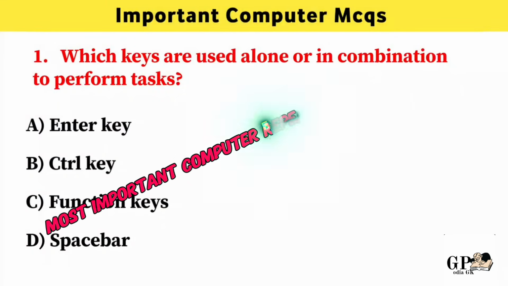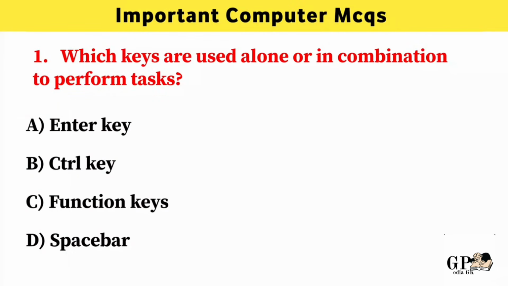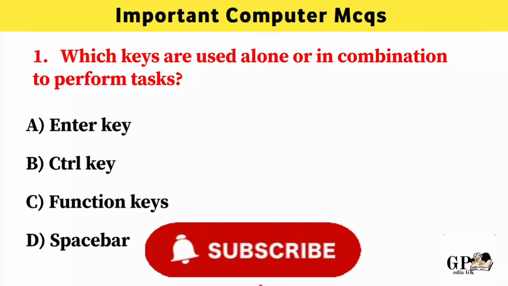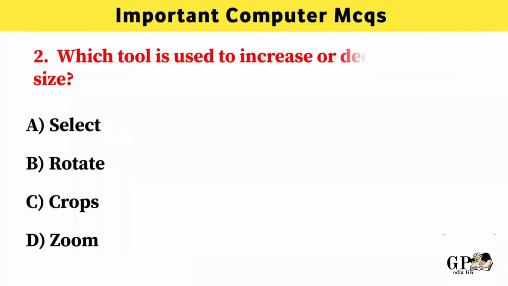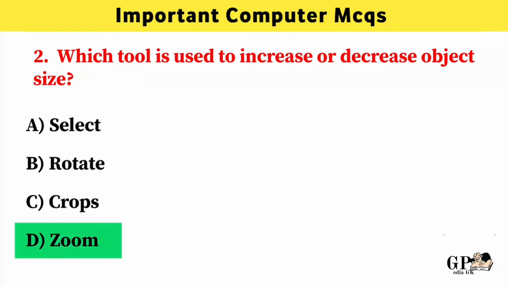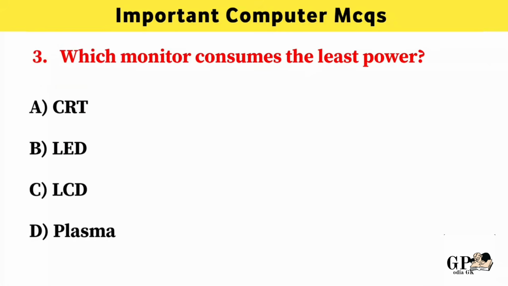Keys are used alone or in combination to perform tasks? The correct answer is function keys. Which tool is used to increase or decrease object size? The correct answer is zoom. Which monitor consumes the least power? The correct answer is LED.